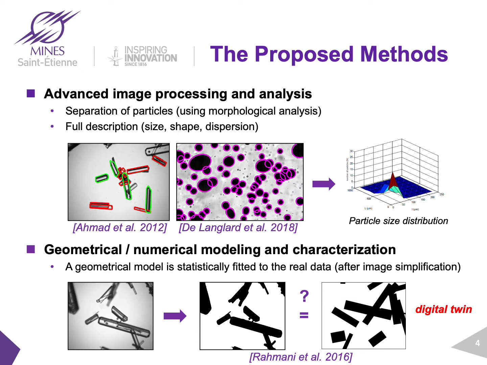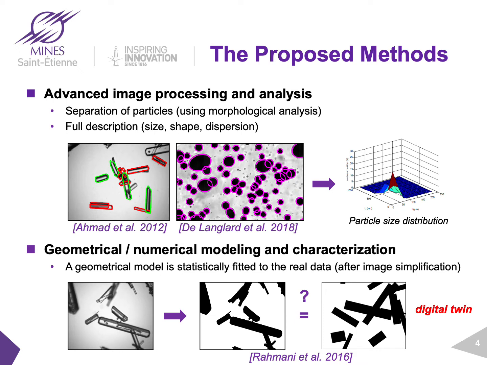And if you do that, you can say that you have the same geometrical and morphometrical information from these 2D images, the real one and the simulated one. And for sure, if you make this fitting, as I told you, the size distribution, for example, is the same.